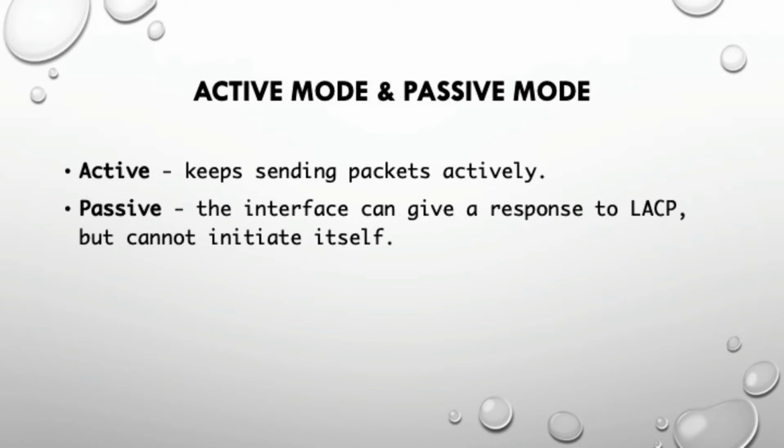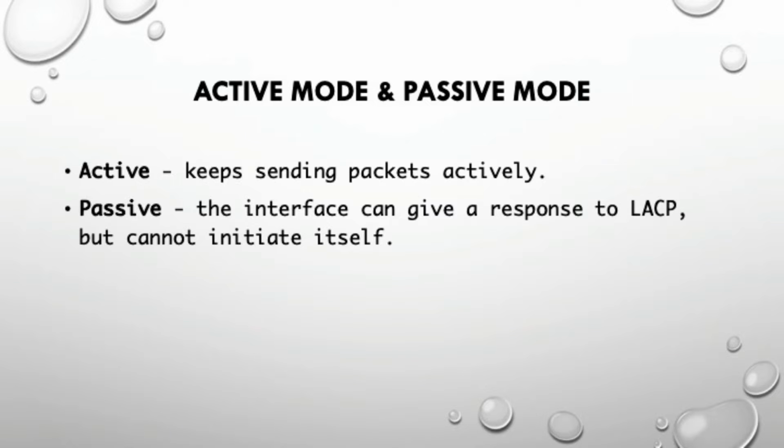Link aggregation takes place through two different modes, active or passive. In active mode, the interface keeps sending packets actively to form an LACP connection. On the other hand, in passive mode, the interface can respond to LACP, but cannot initiate it itself.